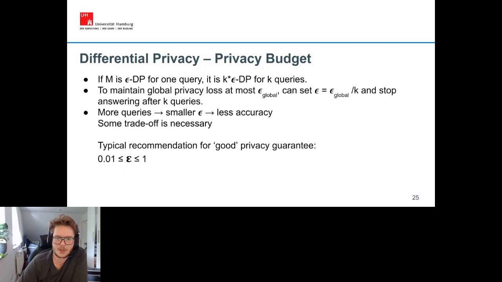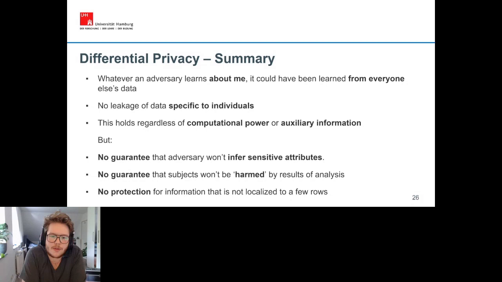Okay, so let's summarize this quickly. What does differential privacy mean? When an adversary learns something about me, he could have learned this from everyone else's data, right? So if it's a data set from, let's say, a German country, and he learns through some measure that I'm from Germany, great. But he could have learned this from everyone else, right? So this is what differential privacy guarantees, that no individual patient will leak information about himself. So no leakage specific to individuals.